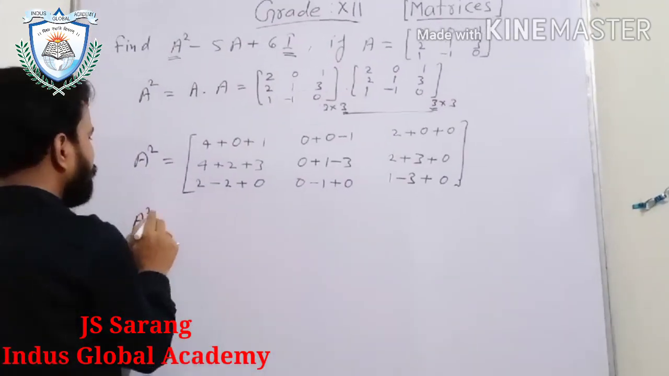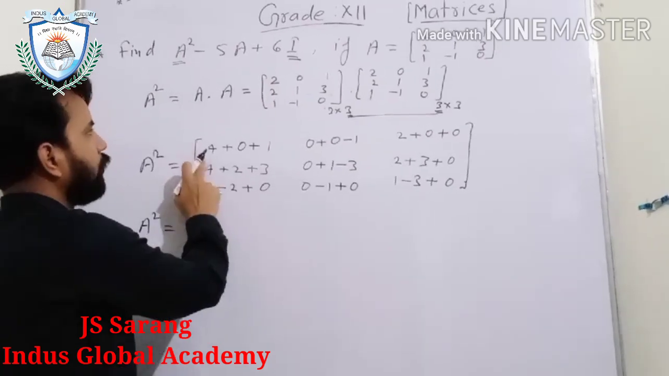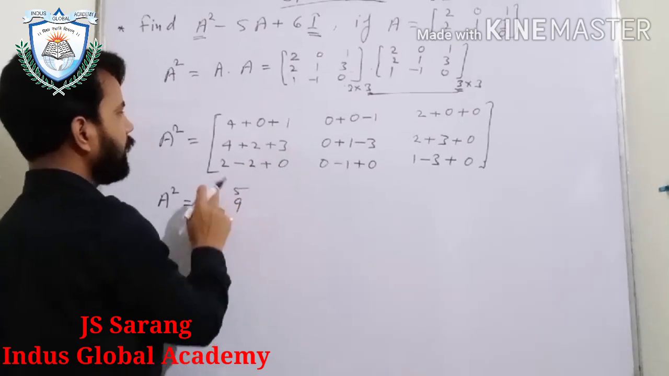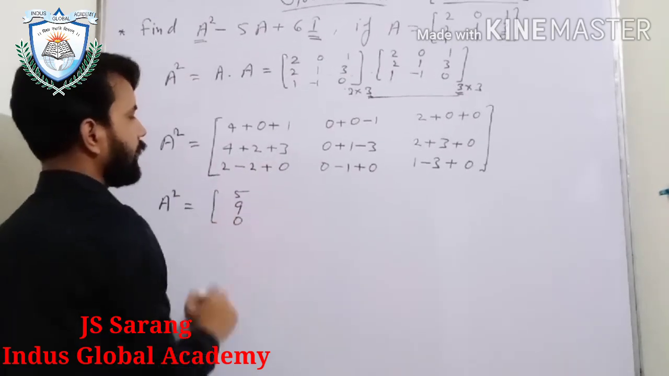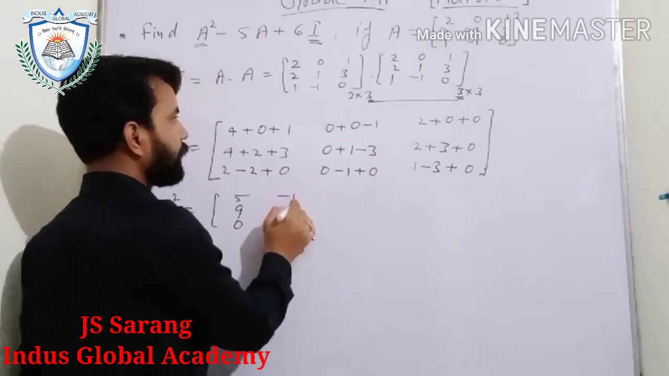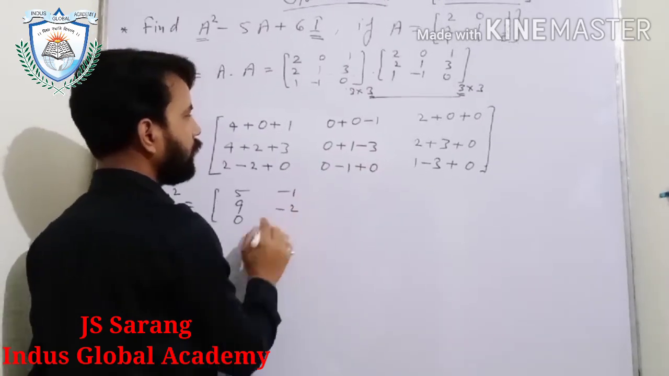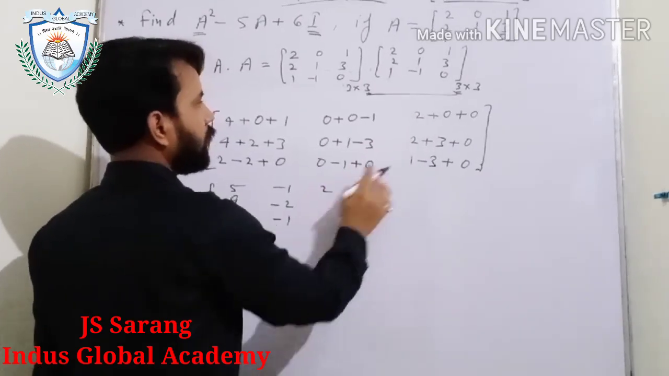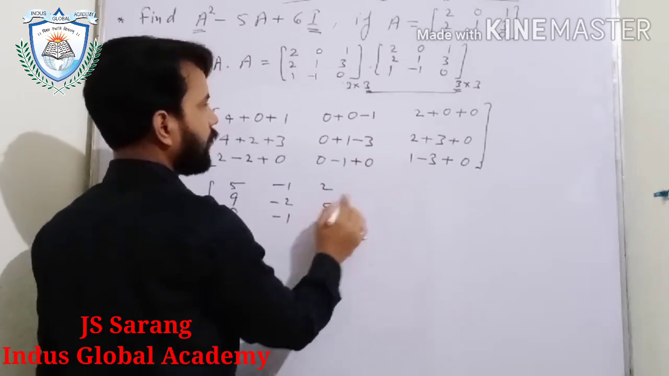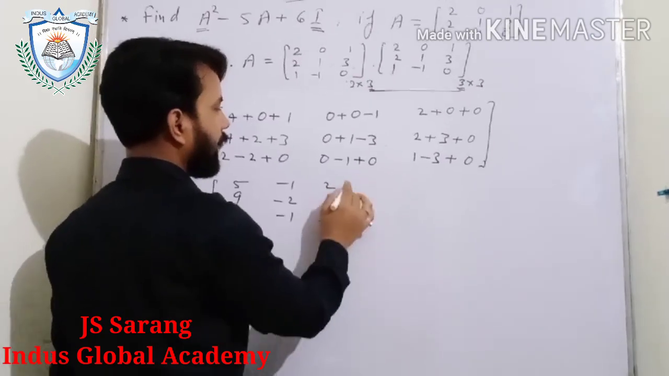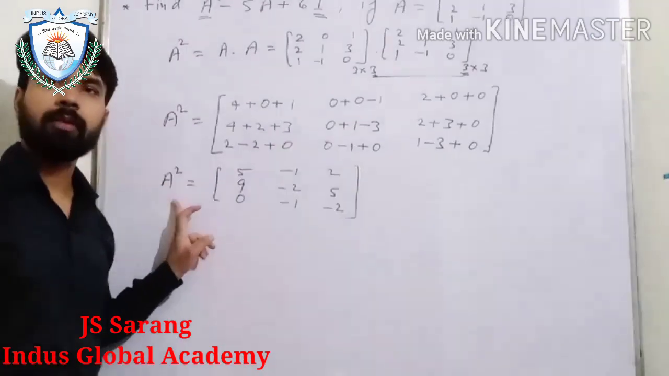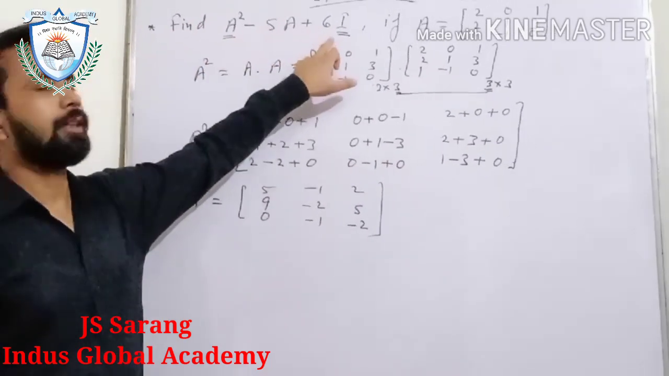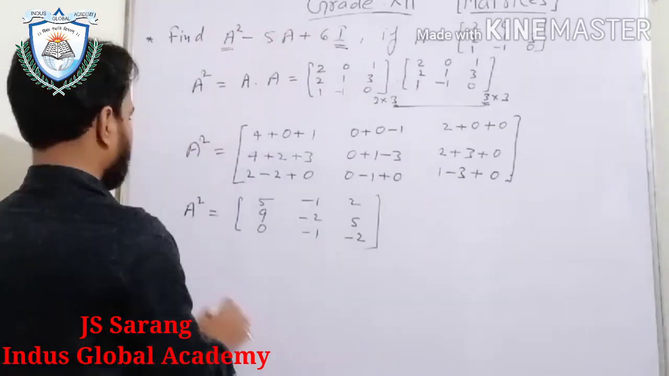So A square gives you, first, 4 plus 0 plus 1, that is 5. 4 plus 2 plus 3, that is 9. 2 minus 2 plus 0 is 0. Now this is minus 1. 1 minus 3 gives you minus 2. And this is minus 1. This is 2, 2 plus 3, that is 5. And 1 minus 3 is minus 2. This is the value of A square. Understood? Now we have to find the value of this equation. So I am taking this equation.